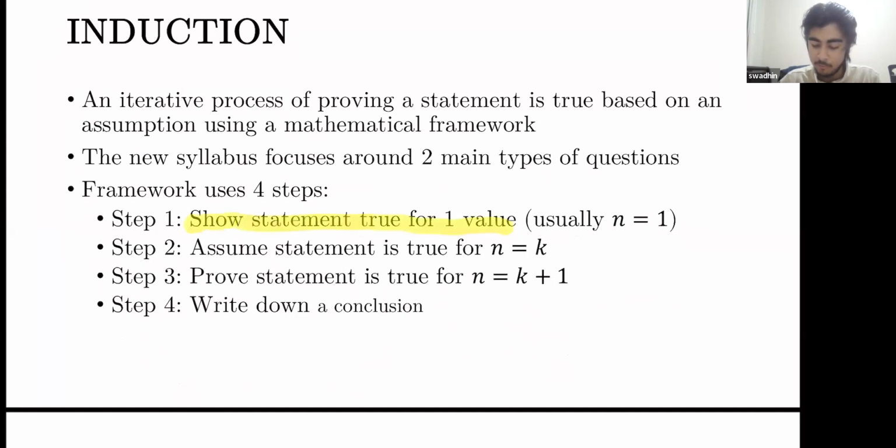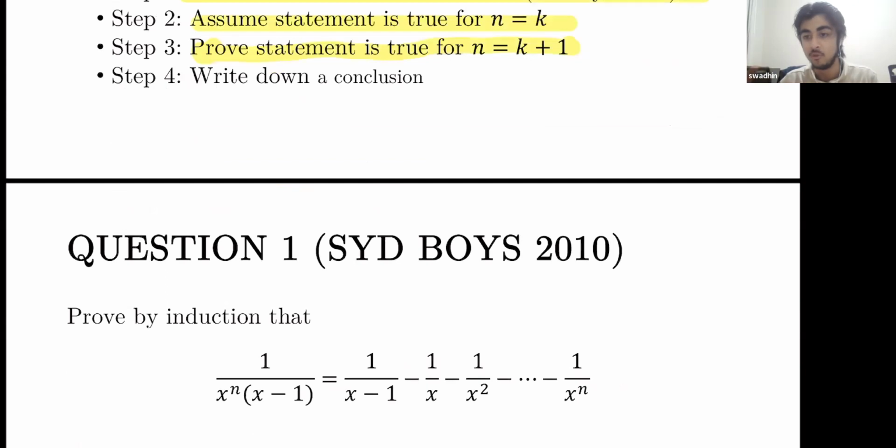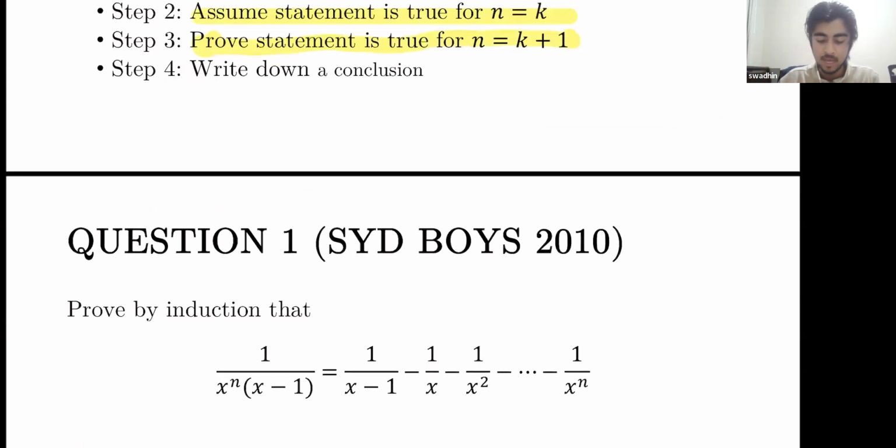To show that the statement is true for 1, usually k is equal to 1, or any initial value. To assume that the statement is true for n is equal to k. And using this assumption to prove that the statement is true for n is equal to k plus 1. That's where it gets its name, induction. It gets its name induction because it uses something to prove another thing. It uses an arbitrary case to prove an absolute case. And of course, the 4th step is to write down a conclusion.